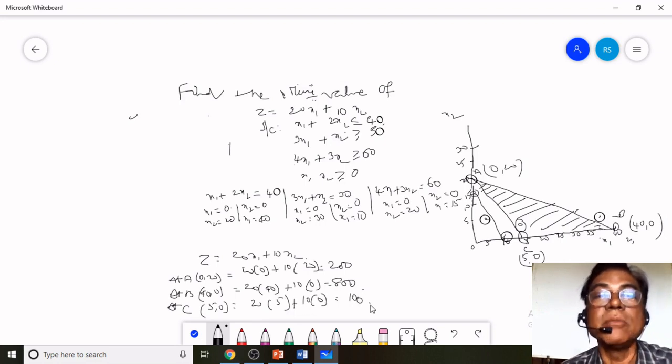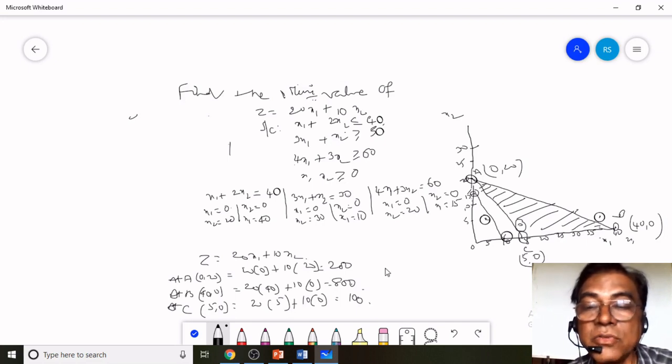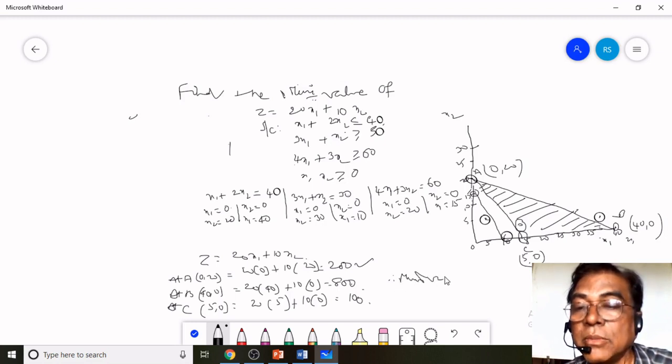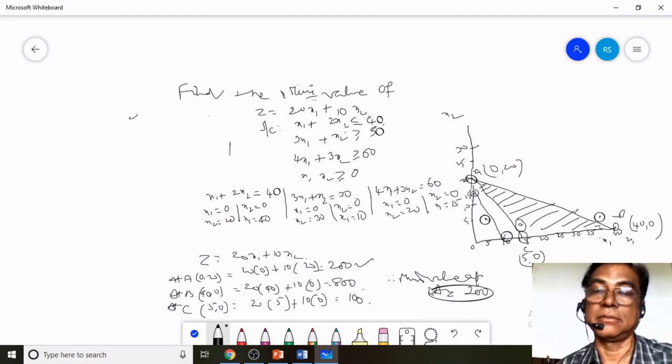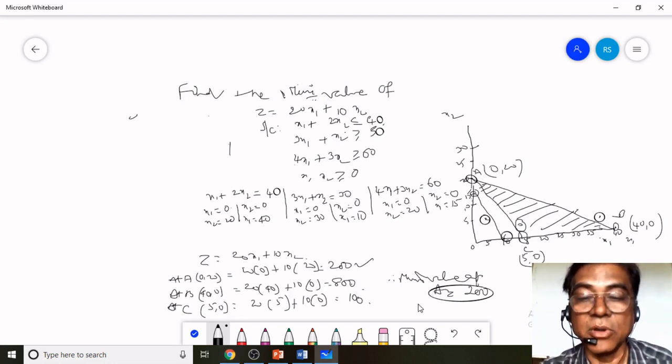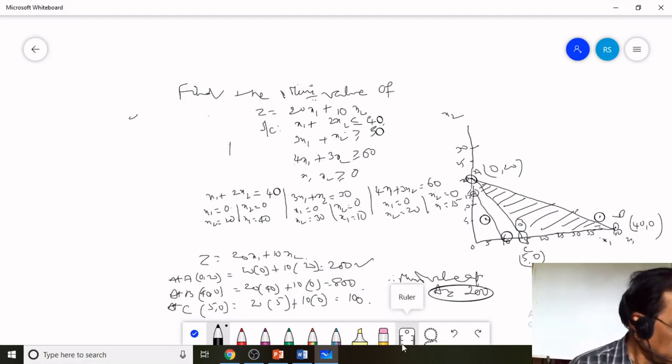The question is minimum value. Out of these values, which is the minimum value? 200. Therefore, the minimum value is at A, equal to 200. So this is the final answer of your question. Understand, students? Now come to another problem.